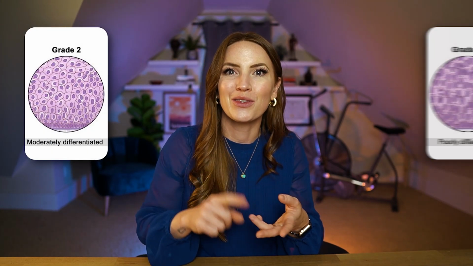Whereas grade 4 is the opposite end. When we look at those cells under a microscope, everything looks really different. Not at all like normal, healthy tissue. The cells are really disorganized, and a lot of the normal, healthy structures are not clearly present. Now, grade 2 and grade 3, they're right in the middle. But you can see how grade 4 is so drastically different from grade 1.